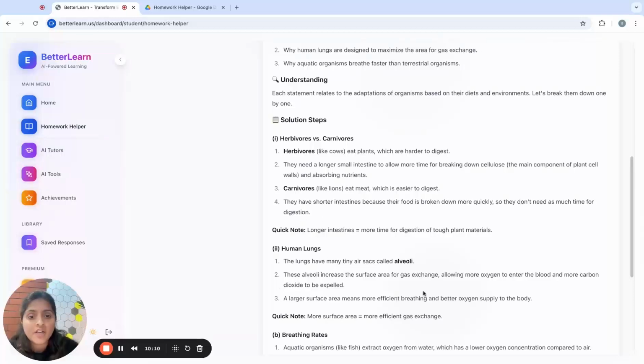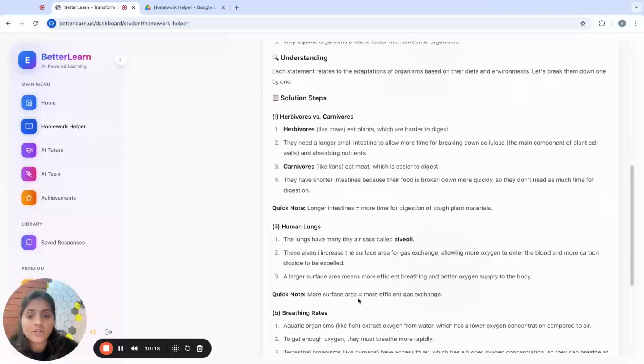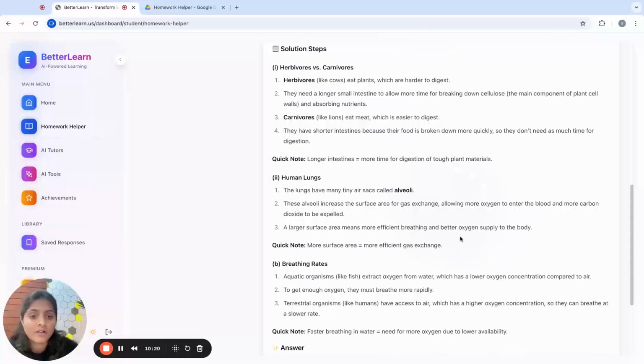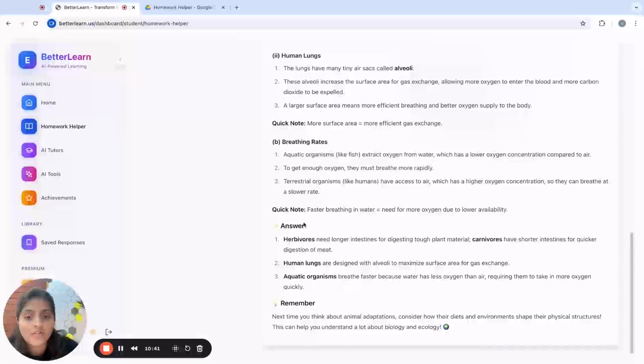The next question we have is, why are human lungs designed to maximize the area for gas exchange? You can see that in different steps it provides the answer, and also gives a quick note section, that more surface area equals more efficient gas exchange. Then it also provides a separate section for this particular question. Here you can see this part also contains the answer in steps, and there you can see the final answer.